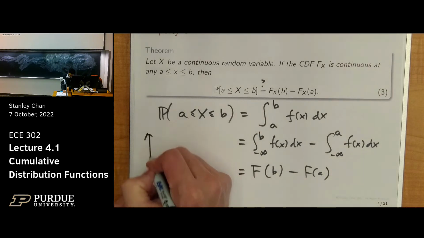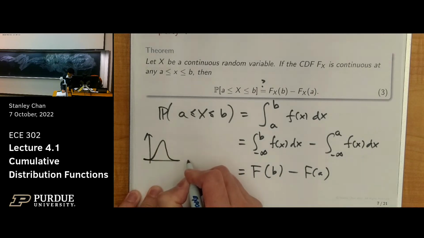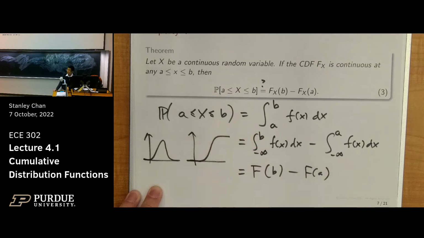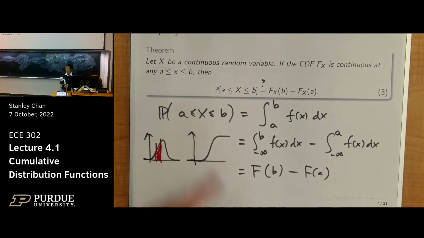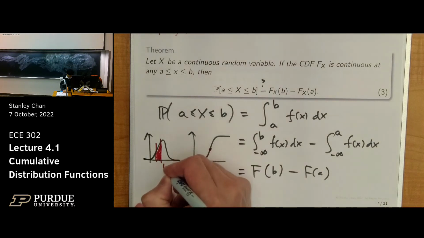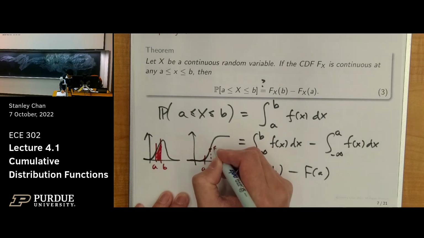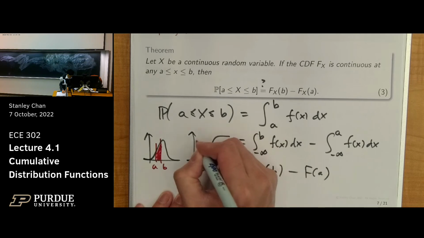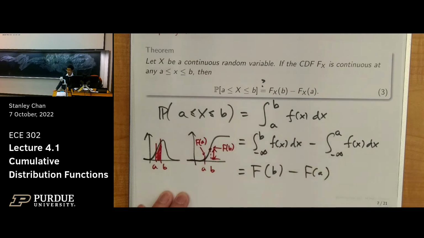So pictorially, how do we understand this? Let's say here is your PDF, and this is your CDF. And then I ask, let's calculate the area under the curve. This is my a and b. Then I go to the CDF, find b, find a. So here is your b, here is your a. This point is F at b, this point is F at a, and then you find the gap. The gap would be F at b minus F at a. This corresponds to the area under the curve that you have integrated. Question?